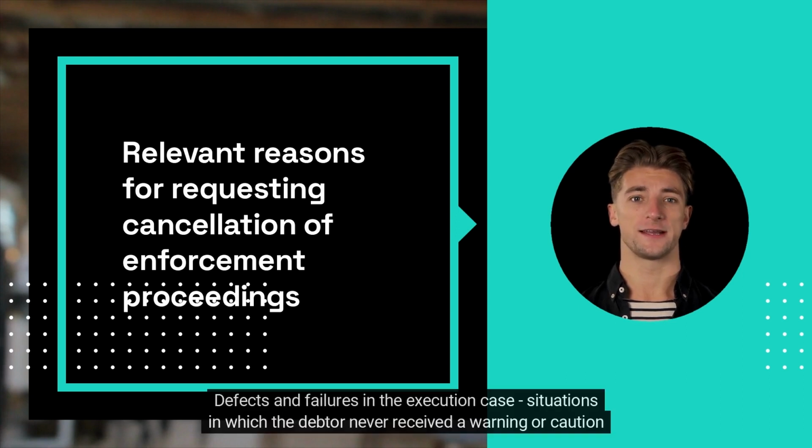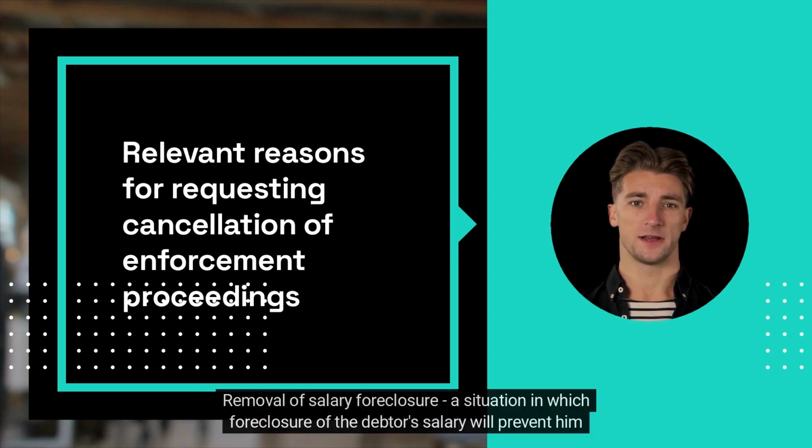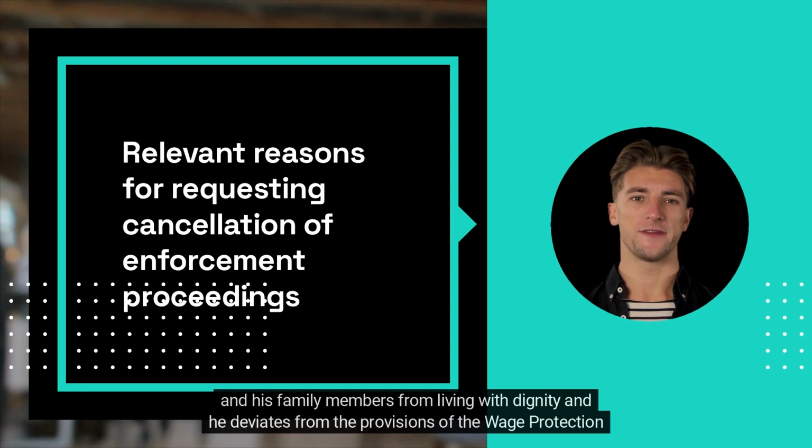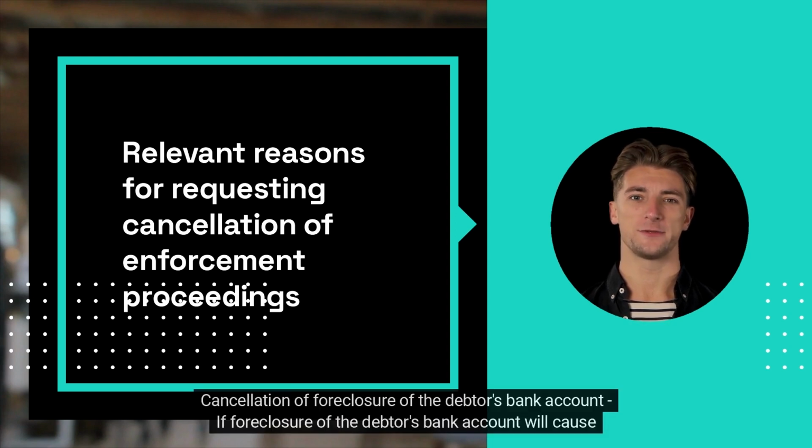Defects and failures in the execution case, situations in which the debtor never received a warning or caution before initiating proceedings in the execution proceedings, or any mistakes were made throughout the management of the case. Removal of salary foreclosure, a situation in which foreclosure of the debtor's salary will prevent him and his family members from living with dignity, and he deviates from the provisions of the wage protection law as they appear in Section 8. Cancellation of foreclosure of the debtor's bank account.